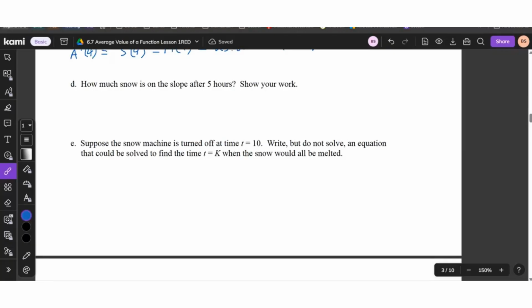All right, so then, how much snow is on the slope after 5 hours? Well, I'm just going to use that same function, but this time find A of 5, not A prime, and I'm just going to work it out. So that one, it was 50 plus S of 5 minus M of 5. Don't you have to integrate? Yeah, you're right. The integral from 0 to 5. Yes, I do. Thank you.